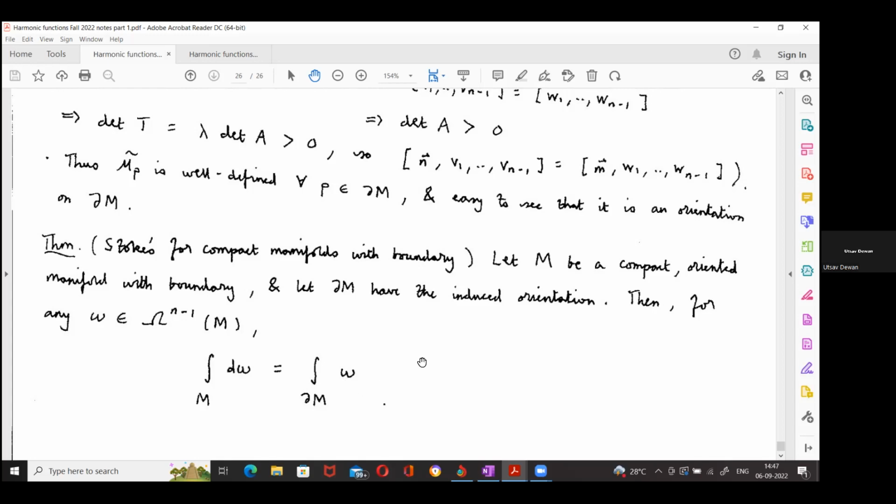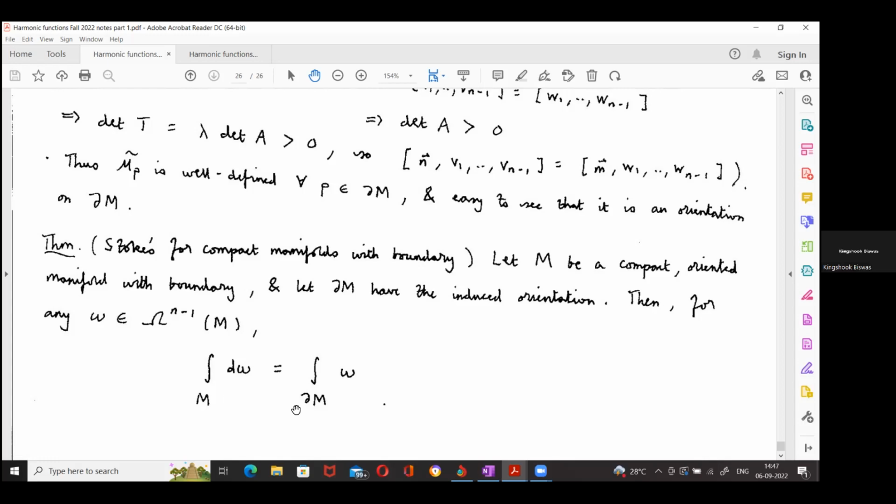Okay, so M is an n manifold, omega is an n minus 1 form. So d omega is an n form defined on a compact oriented manifold. So its integral is well defined, right? Because of compactness, d omega is integrable, so this integral is well defined.